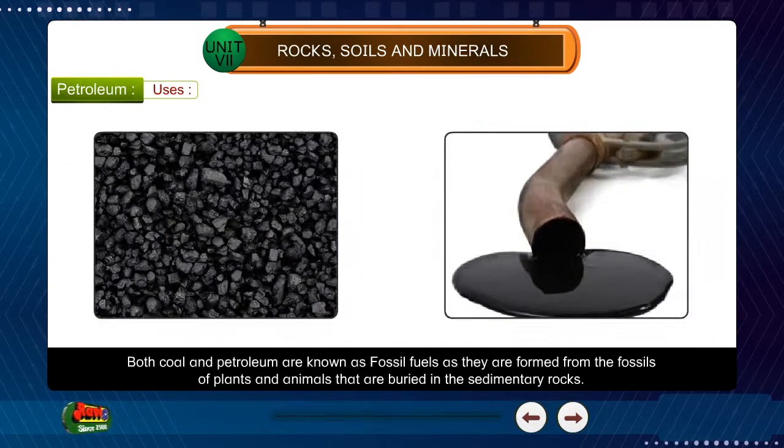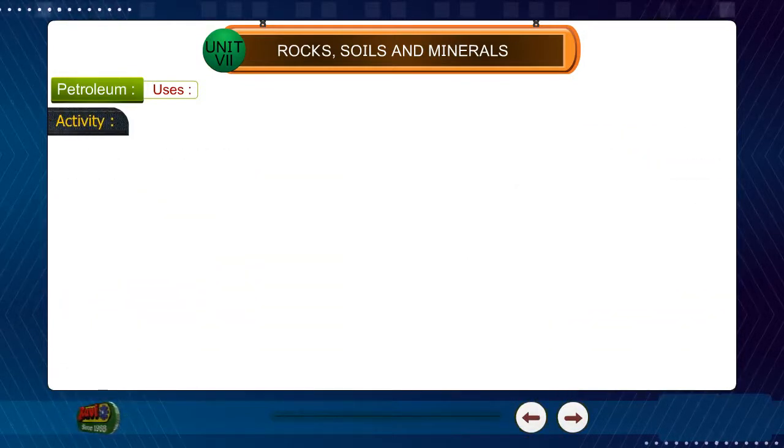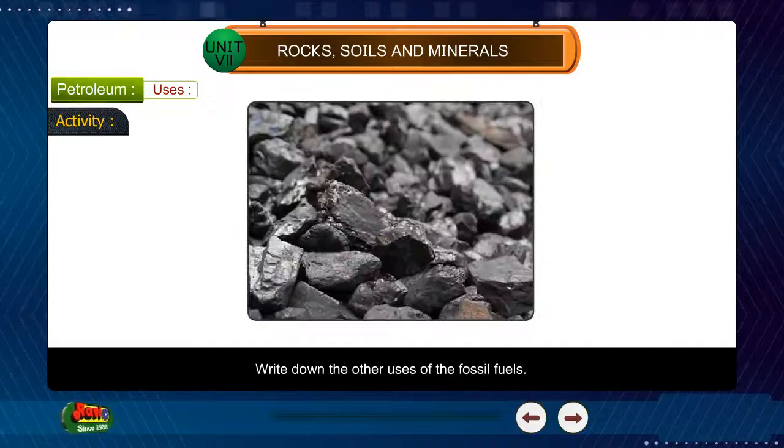Both coal and petroleum are known as fossil fuels as they are found from the fossils of plants and animals that are buried in the sedimentary rocks. Activity. Write down the other uses of the fossil fuels.